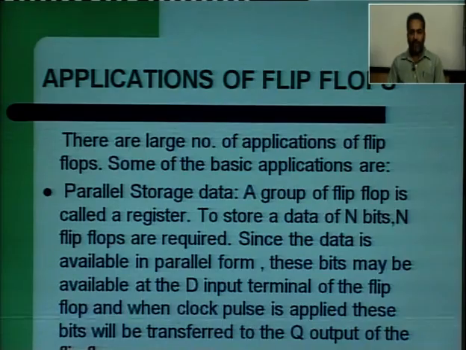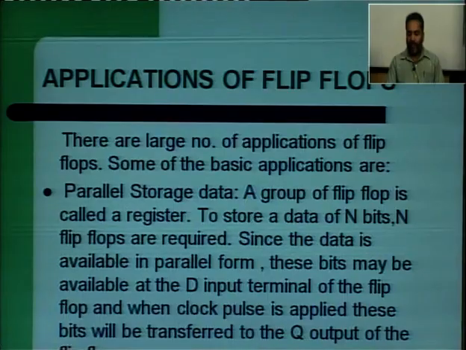Since the data is available in parallel form, in this case the n bits or 5 bits are in parallel form. So, these bits may be available at the D input terminals of the flip flops, and when the clock pulse is applied, these bits will transfer to the Q output of the flip flops. So, in this storage, D flip flops are used, meaning D flip flops have their applications in storage devices, whereas T flip flops have their applications in counters. So, parallel storage is a storage application, and D flip flops are used.